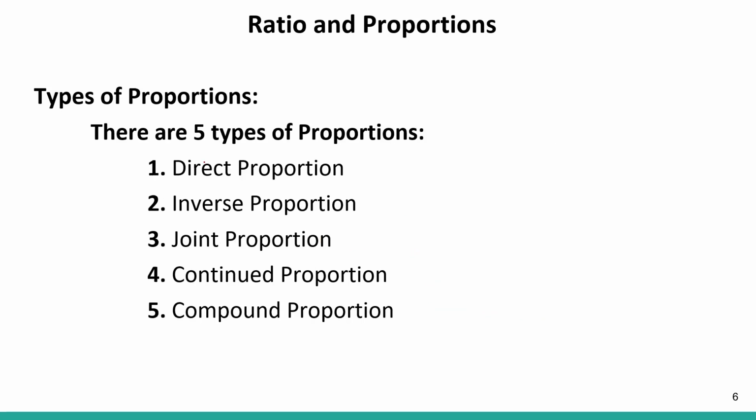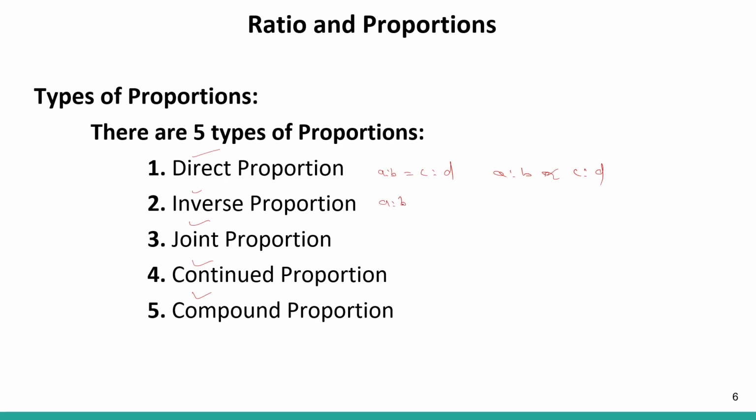We also learnt the 5 kinds of proportion: inverse proportion, direct proportion, joint proportion, continued proportion and compound proportion. Direct proportion is nothing but if A is to B is equal to C is to D, then we say that A is to B is directly proportion to C is to D. And what inverse proportion was?